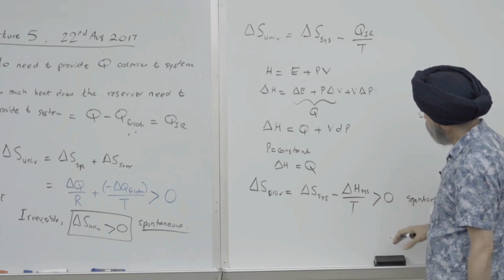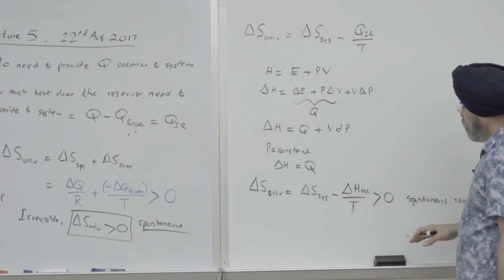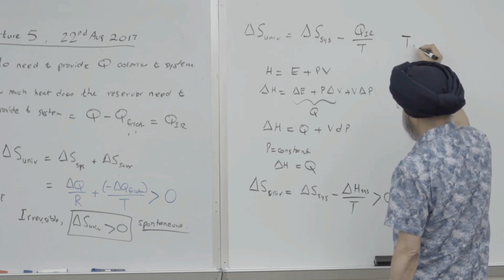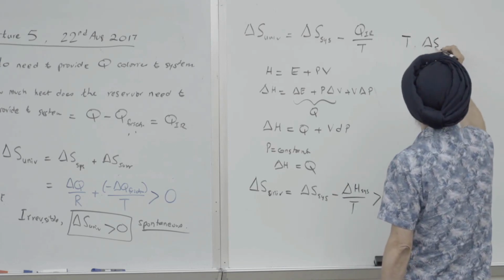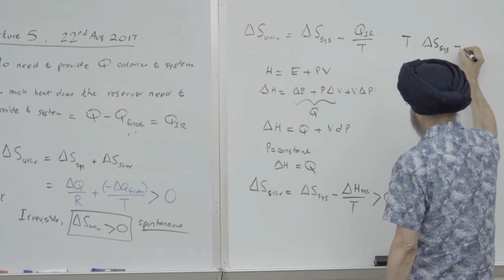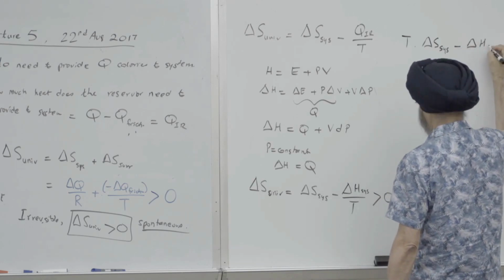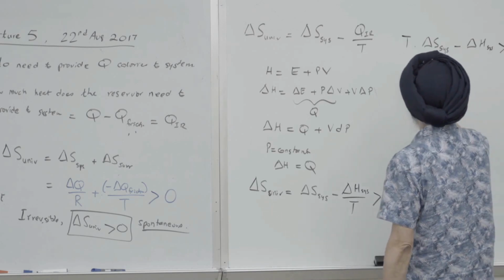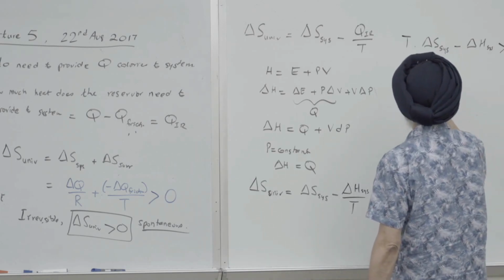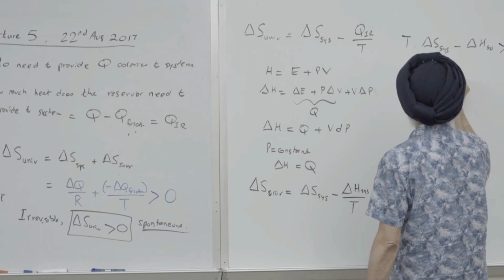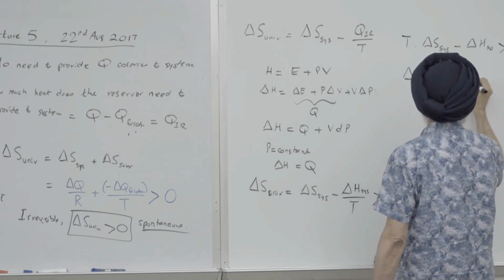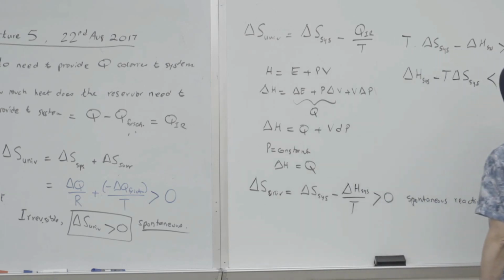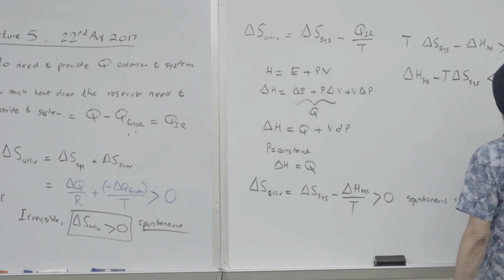So now let me rearrange these terms. I can multiply by T, so I can say T times delta S system minus delta H system is greater than 0. Then I can write delta H system minus T delta S system is less than 0 for spontaneous reaction.